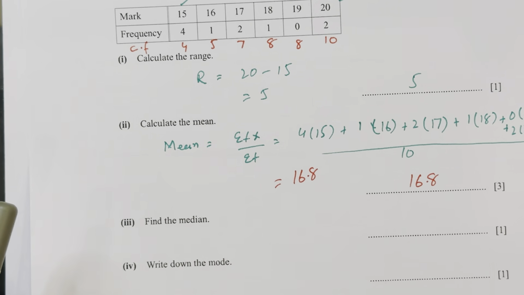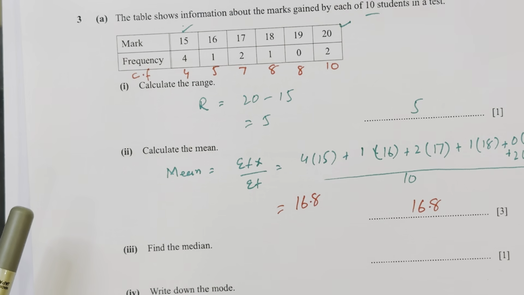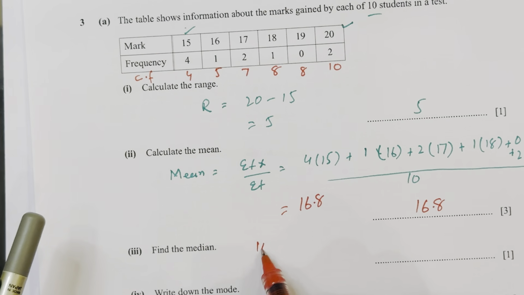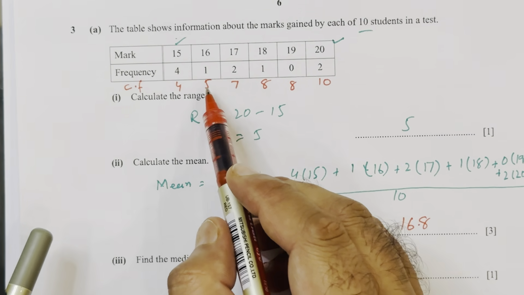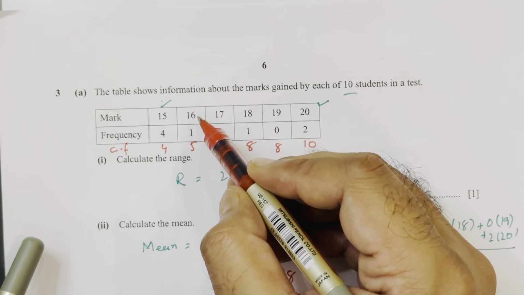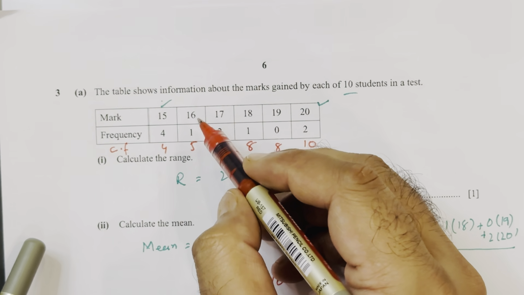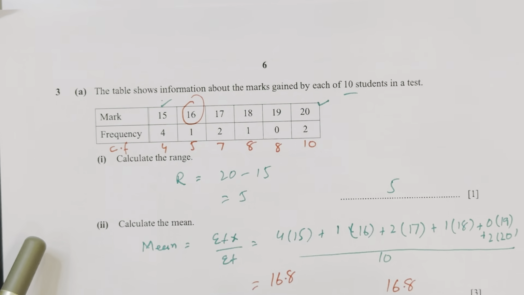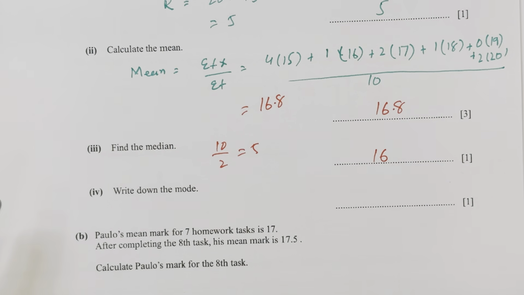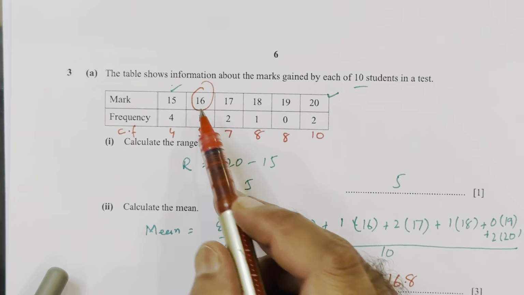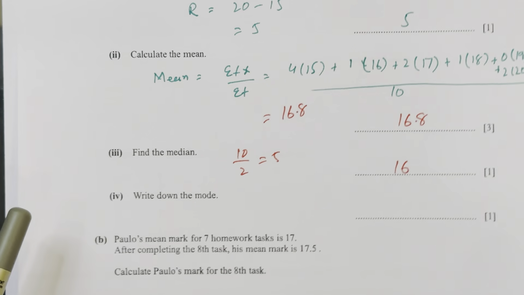Okay, for finding the median, the middle value over here would be 10 by 2, the total values are 10, that is equal to 5, and the value of 5 comes here, so the value of median would be 16. So the value of median is 16, so we're gonna write over here our answer 16, because cumulative frequency over here is 5 and this is also 5.